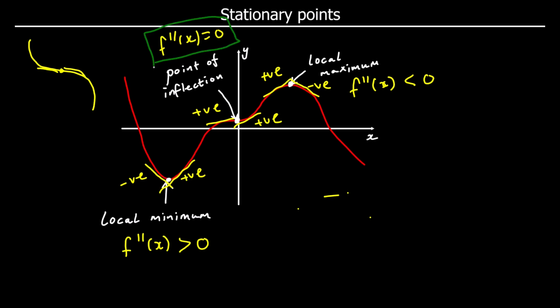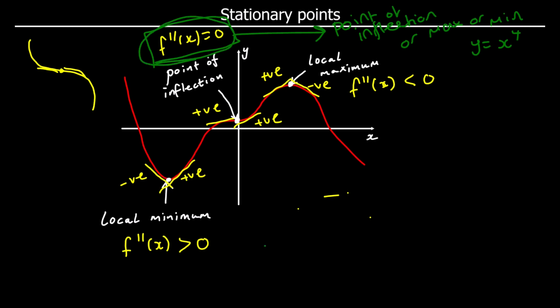but having a second derivative of 0 doesn't mean it's a point of inflection, because it could be a point of inflection or a maximum or a minimum. And an example of that is y equals x to the power of 4. We've got a minimum point, but the second derivative is equal to 0. So if we've got a second derivative of 0, we don't know whether it is a point of inflection, a maximum, or a minimum.